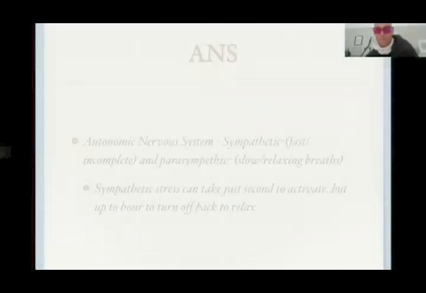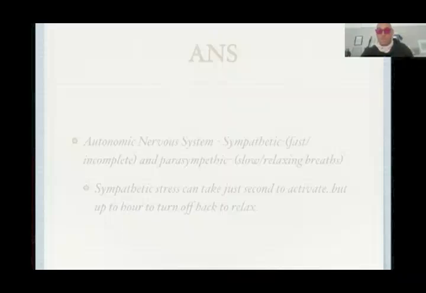We are on the ANS, the autonomic nervous system. Sympathetic nervous system is basically fast, incomplete breaths. Okay, so if you're nervous, if you're anxious, if you're scared of something, life-threatening is going on, you'll be in basically the sympathetic. So that is your fight type of thing, fight or flight. And then the parasympathetic, you've got the slow, relaxing breathing or slow, relaxing breaths.